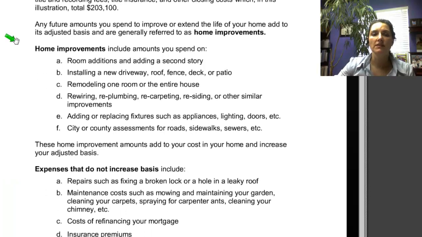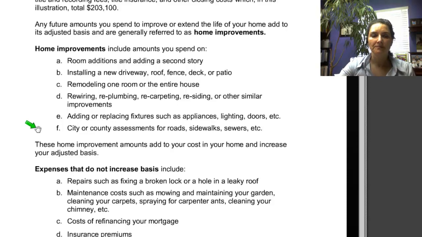Home improvements include amounts that you spend on room additions and adding a second story, installing a new driveway, roof, fence, deck, or patio, remodeling one room or your entire house, rewiring, replumbing, recarpeting, residing, or other similar improvements, adding or replacing fixtures such as appliances, lighting, doors, etc., and city or county assessments for roads, sidewalks, sewers, etc. Well, what is a city or a county assessment?